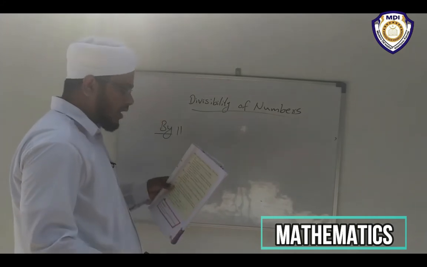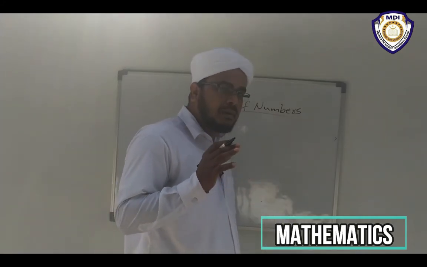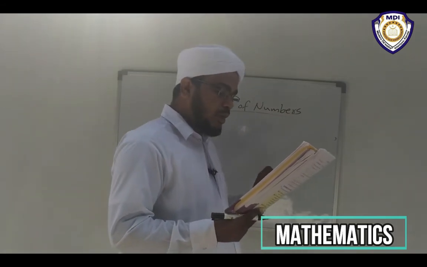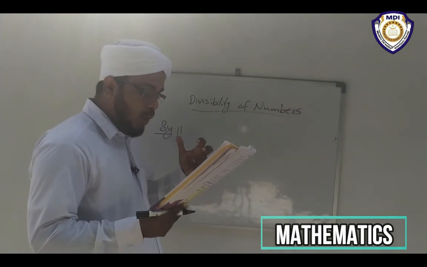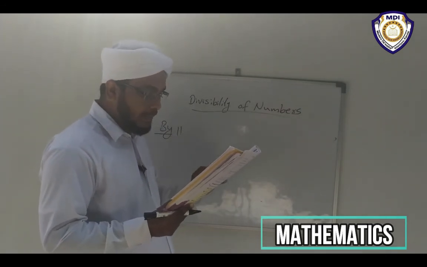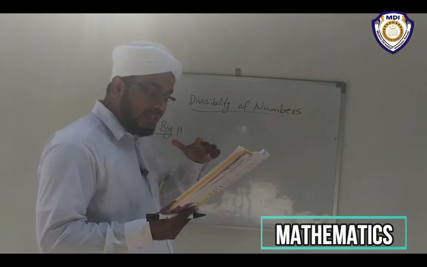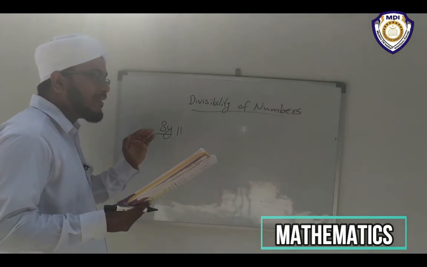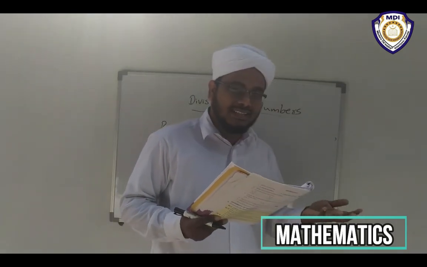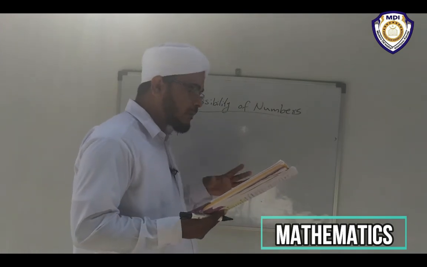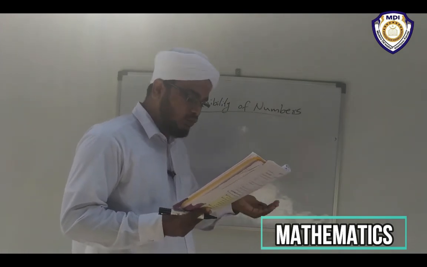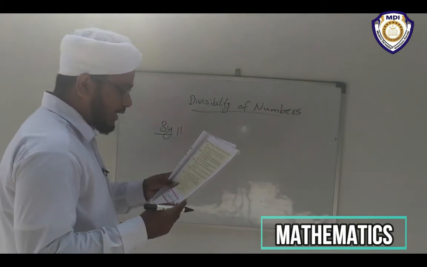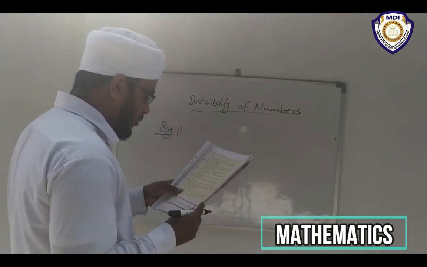Okay. The last one. If any number is divisible by 11, what will you check? If the difference between the sum of the digits in the odd places and the sum of the digits in the even places is divisible by 11 or is 0, the number is divisible by 11. Very important one. It may be somewhat difficult. Please listen here. I will clarify it very simply. I will write an example here.